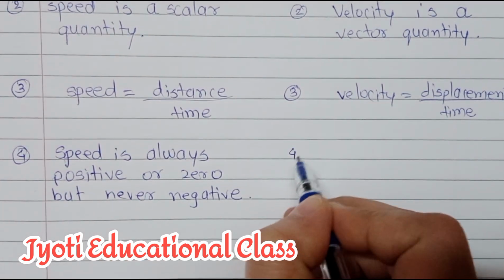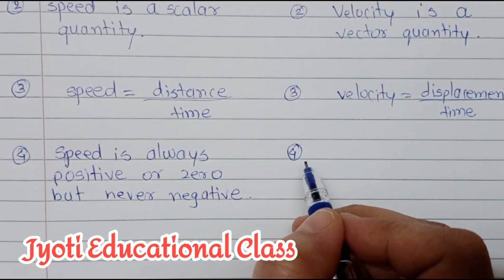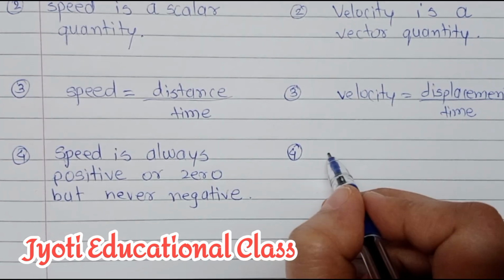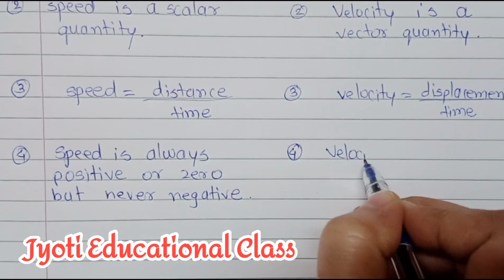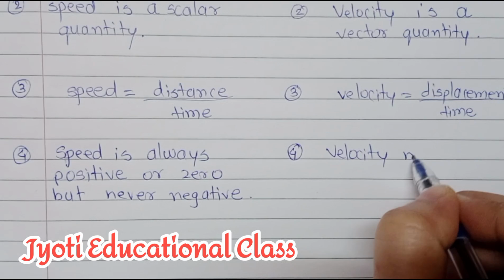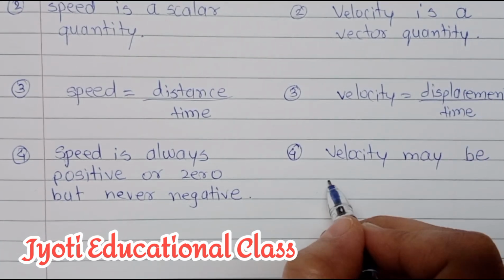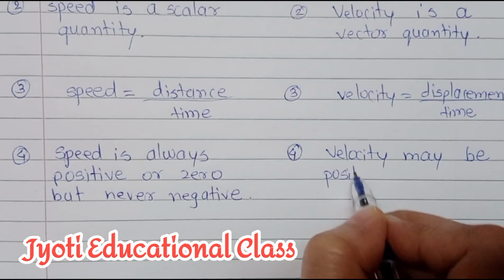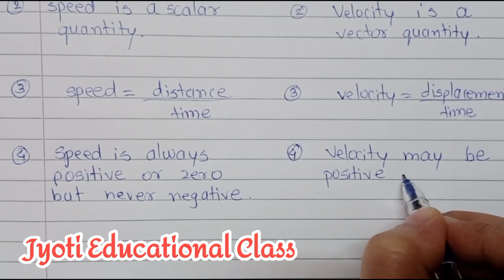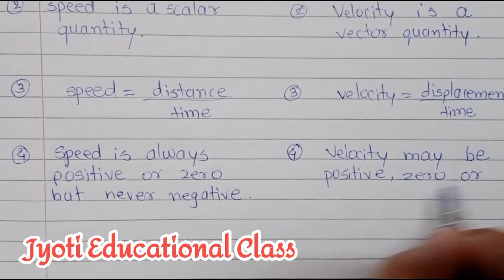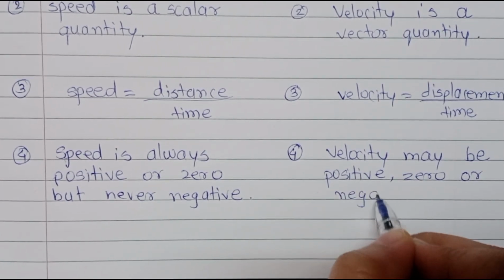Now we see velocity. It may be positive, zero or negative.